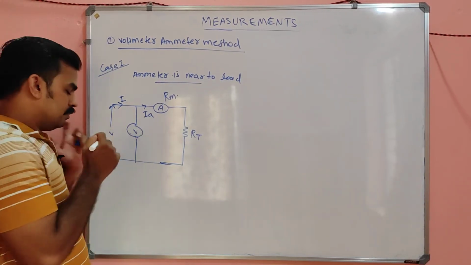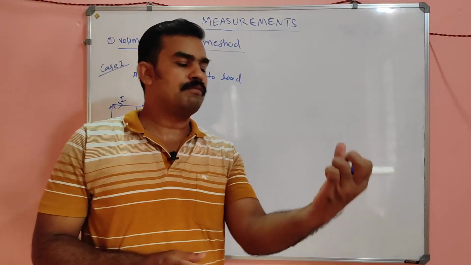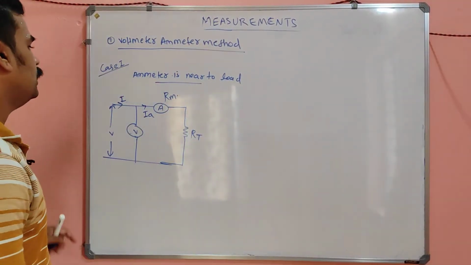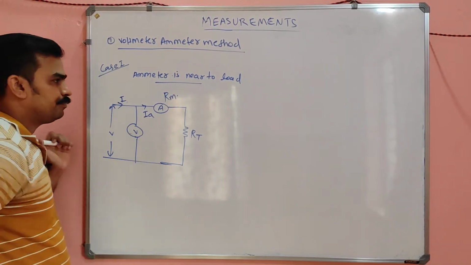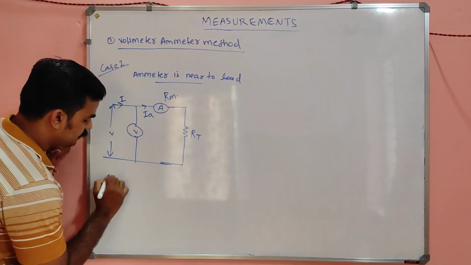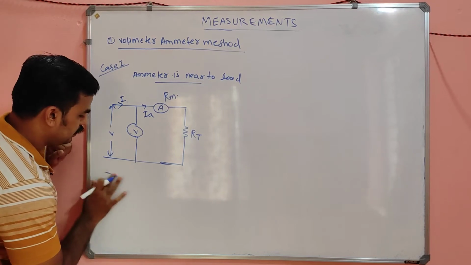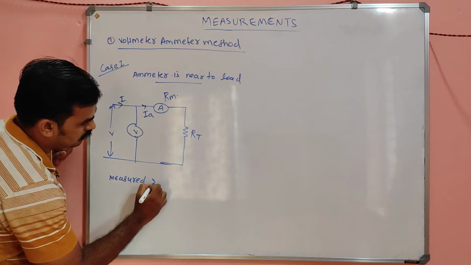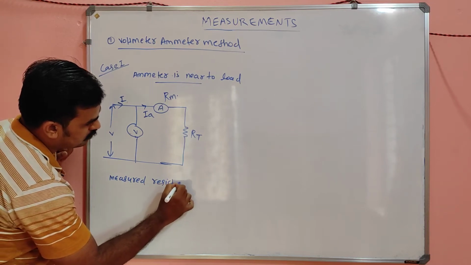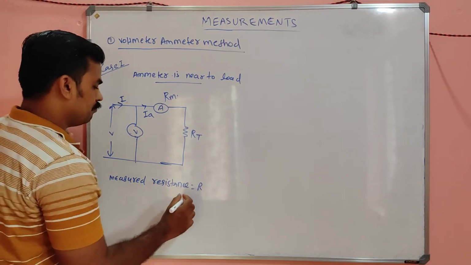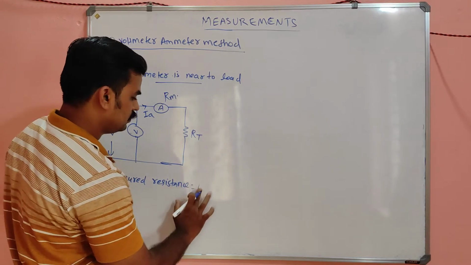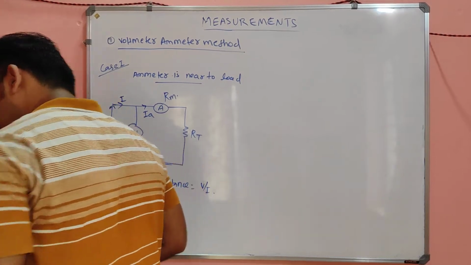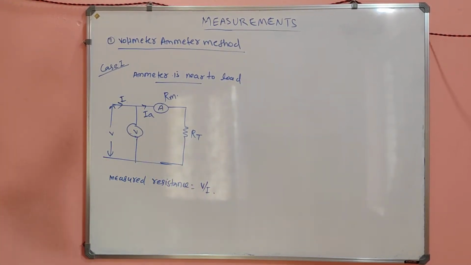That means our aim is nothing but, my dear, by using a voltmeter and ammeter we have to calculate the resistance, that's all. The resistance value will be nothing but V by I, that is the measured resistance. Measured resistance is nothing but, my dear, V by I.